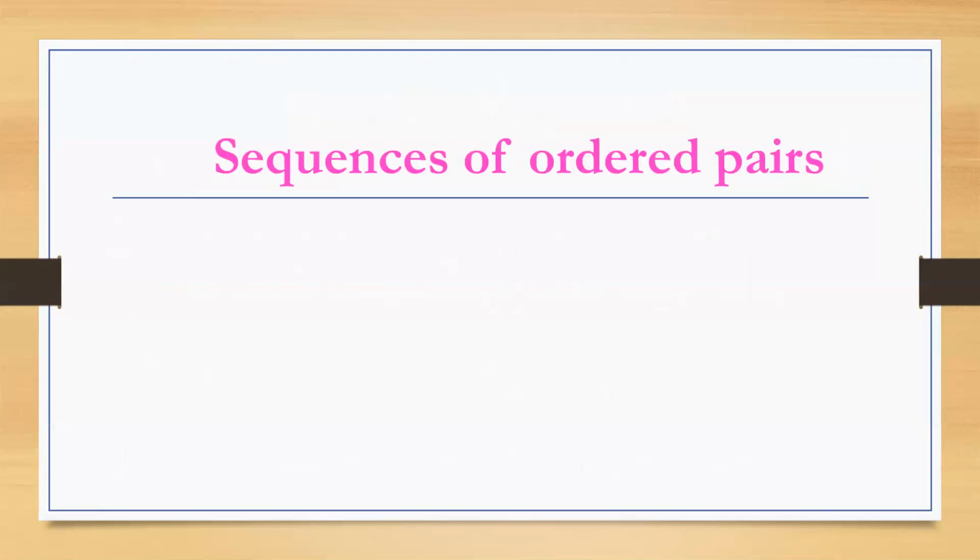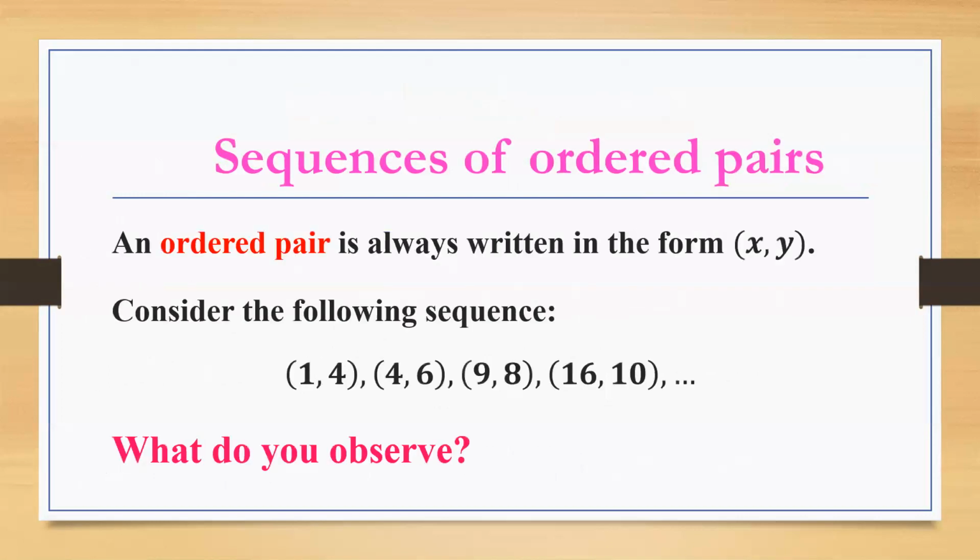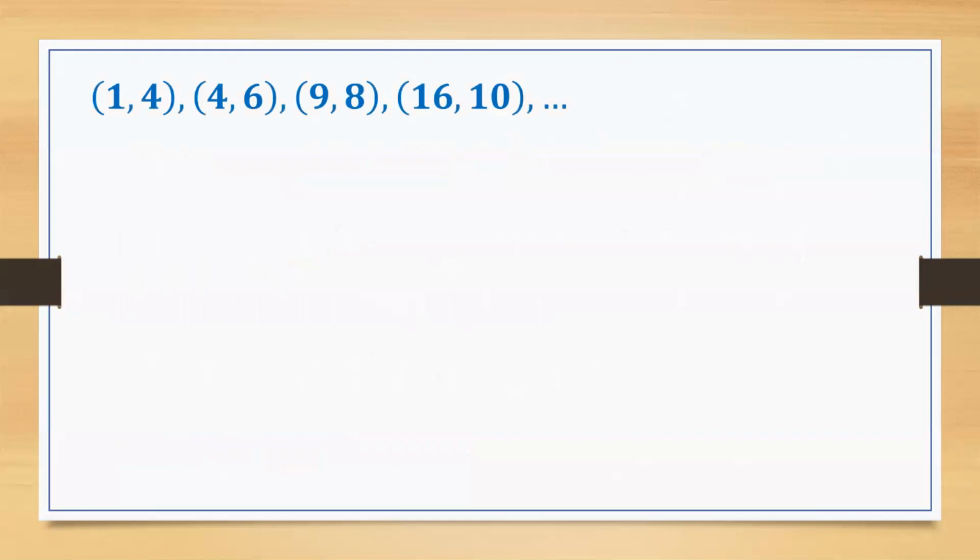Now we move on to sequences of ordered pairs. An ordered pair is always written in the form (x, y), just as in coordinates. So consider the following sequence: (1, 4), (4, 6), (9, 8), (16, 10). What do you observe in this sequence?